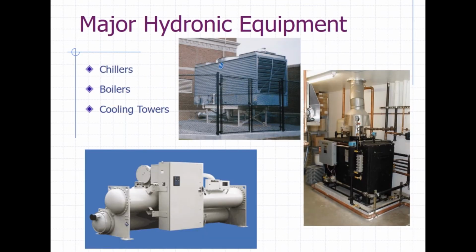Major hydronic equipment that would be used in those systems would be the chillers, boilers, cooling towers. So your chillers would produce cold water, which would be sent to indoor air handlers, referred to as split systems. Your boilers would produce hot water, which would be for hot water heating and reheat terminals. And then cooling towers would act as similar to a condenser.